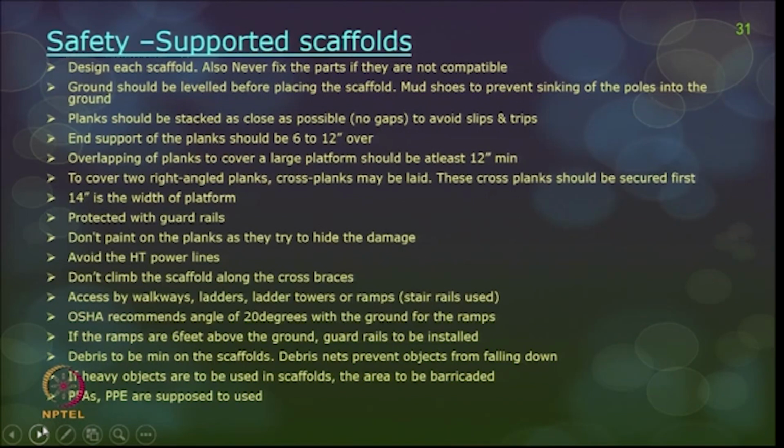OSHA recommends an angle of 20 degrees with the ground for the ramps. If the ramps are 6 feet above the ground, then you should have a guardrail. And always try to keep material as well as debris to a minimum on the scaffolds. If a lot of debris is collecting on the scaffolds, try to have a debris net, and at least the toe board should be a little wider in height so that it stops the objects from falling down. And also, if you think of material which can trip and fall down, you can still put up debris nets.